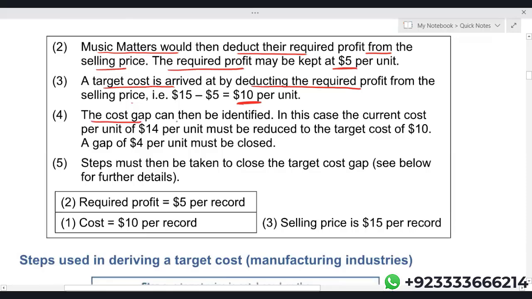The cost gap can then be identified. In this case, the current cost per unit is $14 per unit, which must be reduced to the target cost of $10. So there's a cost gap of $4 per unit. So now you have to focus on how to close this cost gap. Steps must be taken. So in step number 4, we calculate the cost gap.